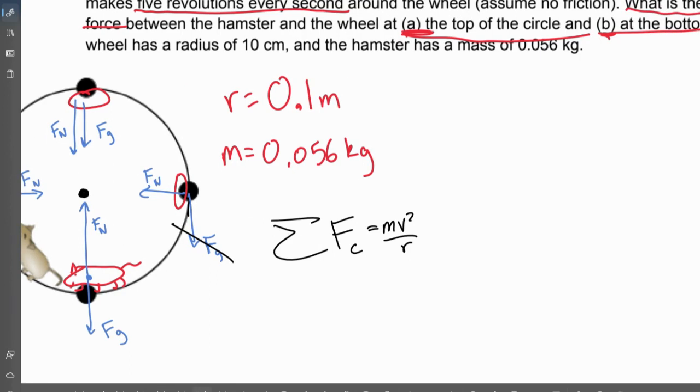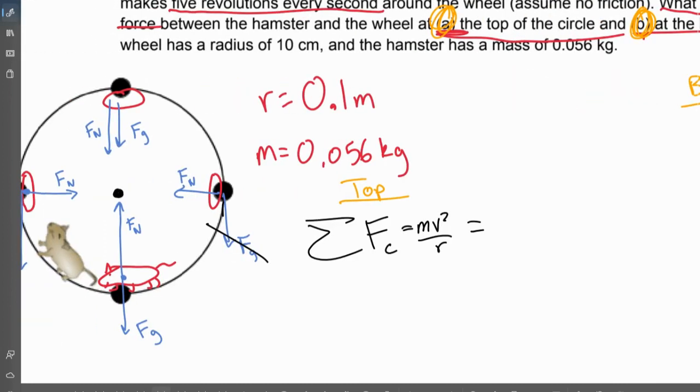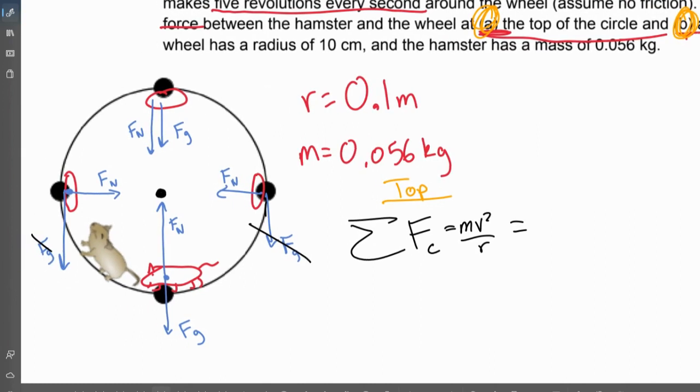All right. So let's take a look at two instances, the top and the bottom. So the top, that's going to correlate to part A on the problem. The bottom is going to correlate to part B on the problem. Okay, so at the top of the circle, the sum of the forces toward the center. So toward the center, does gravity point toward the center? Yes, it does. Force of gravity points toward the center, so it's positive. How about normal force? Does it point toward the center? Yes, it does. So it's positive normal force.